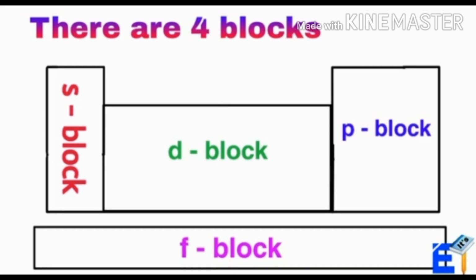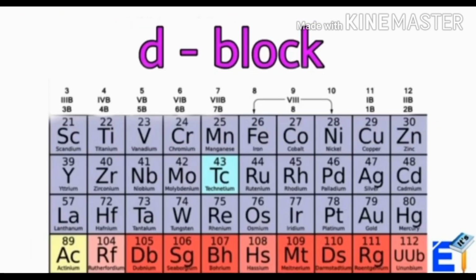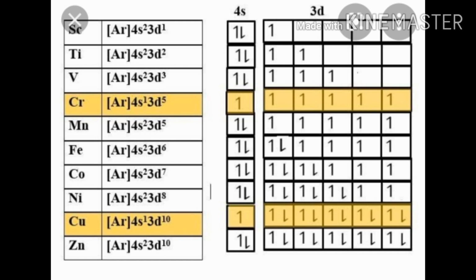D block elements. These D block elements are placed at the middle of the periodic table. How to define D block elements? The last differentiating electron enters into the D block. Here see the examples: scandium, titanium, vanadium, chromium, manganese, iron, cobalt, nickel, copper, zinc. These all come under D block elements.